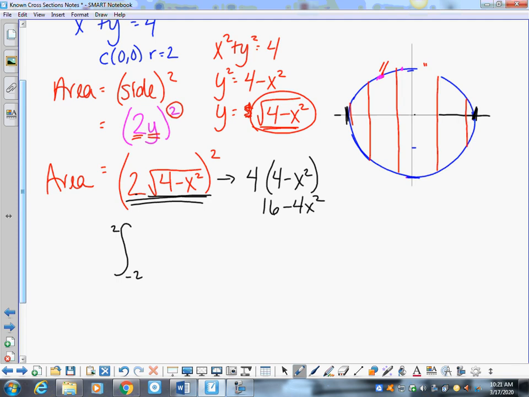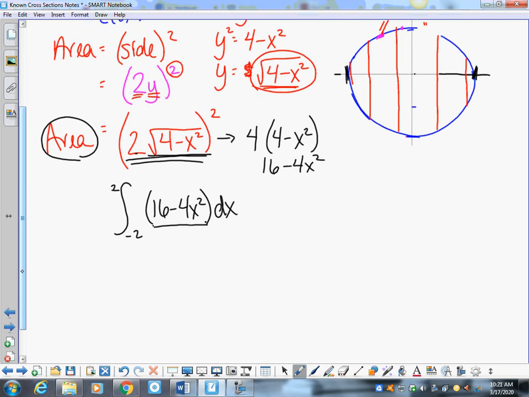So now I'm going to integrate 16 minus 4x squared dx. So guys, what you're doing is you are integrating from -2 to 2. This is the formula for the area of each square, and the integral adds all those together. So let's see, I've got 16x minus 4/3 x cubed. And I'm going to go from -2 to 2.